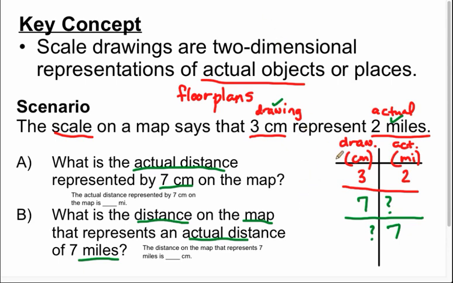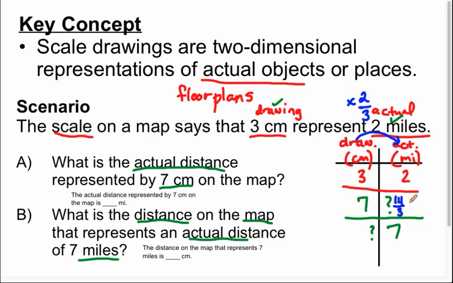Now what I'm going to do is figure out my scale factor. That means the number that I am multiplying 3 by to get the number 2. So what am I multiplying 3 by to get 2? Well, if I divide 3 by 3, I get 1. And then 1 times what number will equal 2? 2. So therefore, my scale factor to get from centimeters to miles is 2/3. So I'm going to multiply 7 by 2/3. And when I do that, I get 14/3.